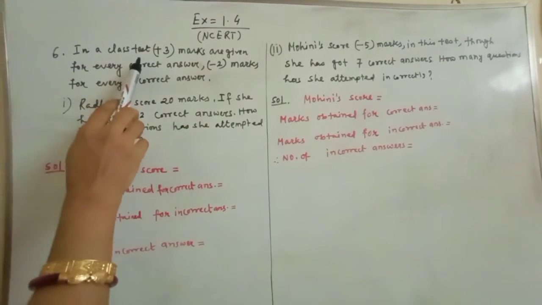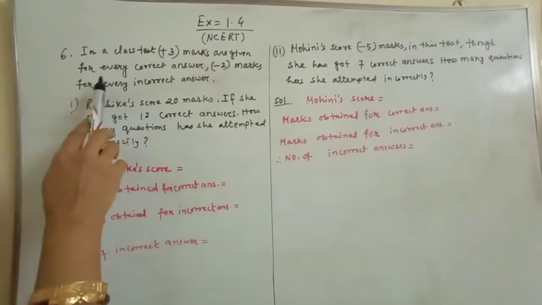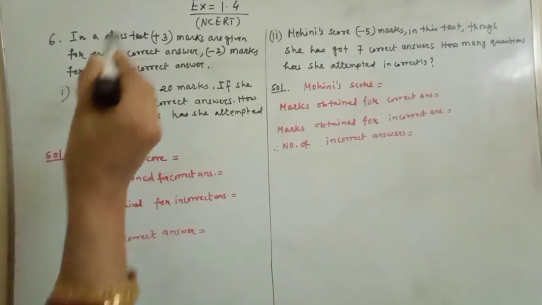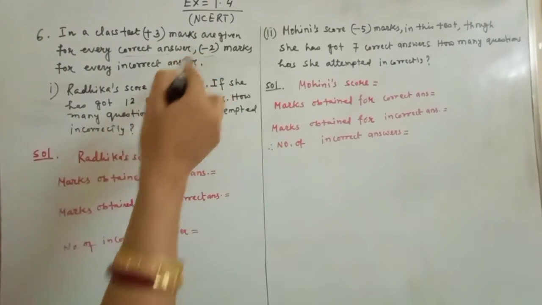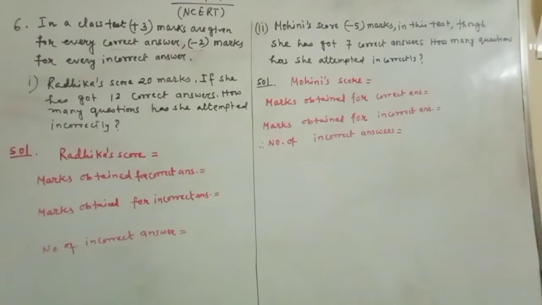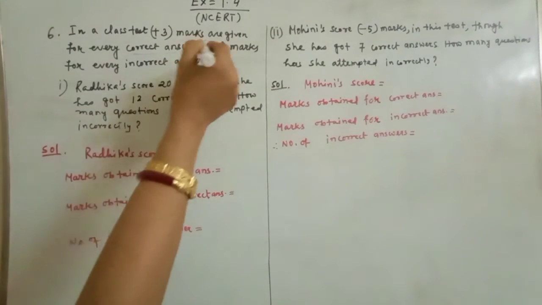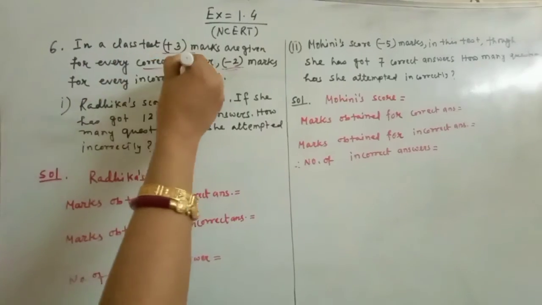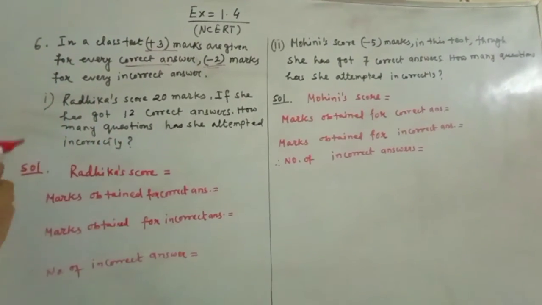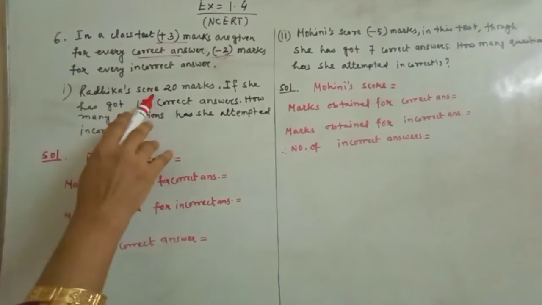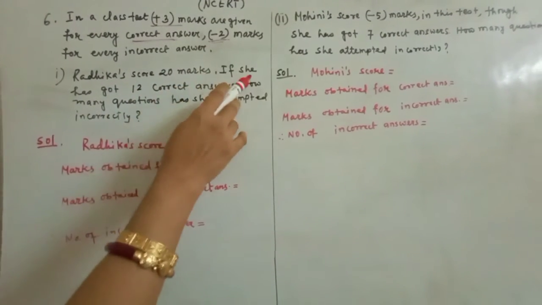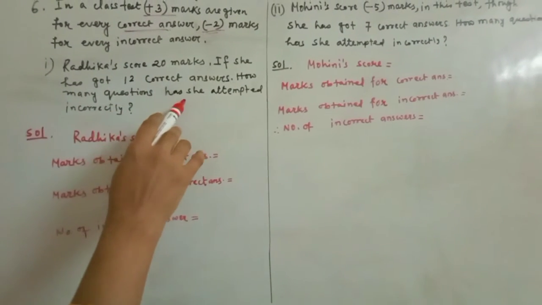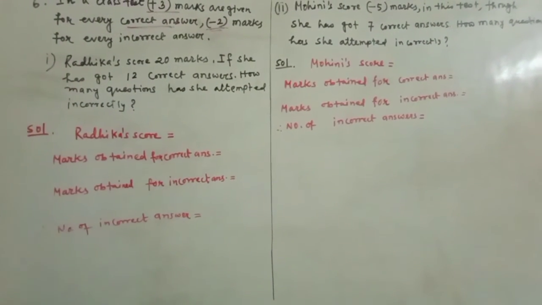In a class test, plus 3 marks are given for every correct answer, and minus 2 for every incorrect answer. Now, number 1, Radhika scored 20 marks. If she has got 12 correct answers, how many questions has she attempted incorrectly?